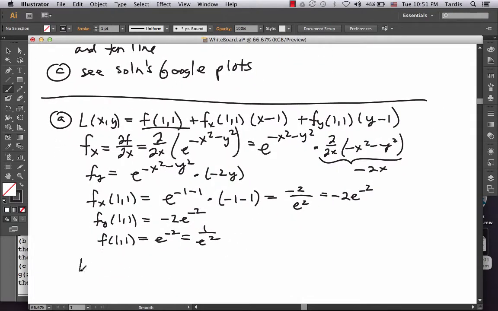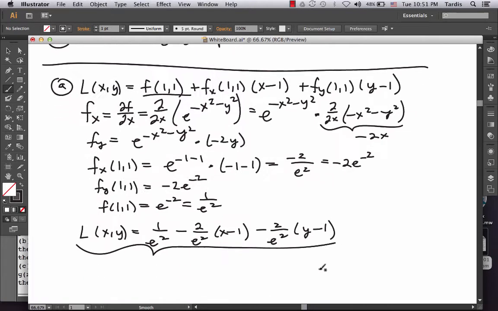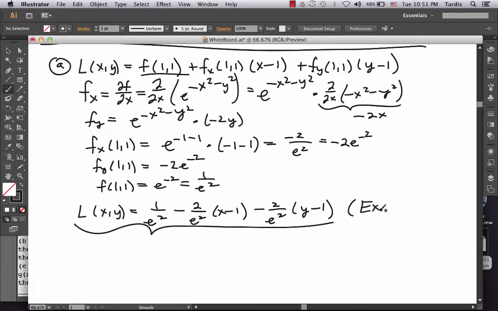So your tangent plane is pretty straightforward to write down. L of xy is 1 over e squared minus 2 over e squared, x minus 1, minus 2 over e squared, y minus 1. And there is your tangent plane, the explicit form, meaning that L of xy, you've written it down as a function of x's and y's, and those x's and y's are to the first power, x and y to the first power.